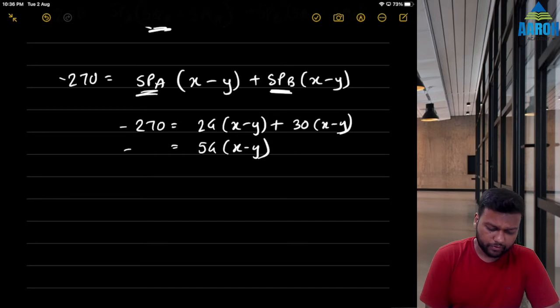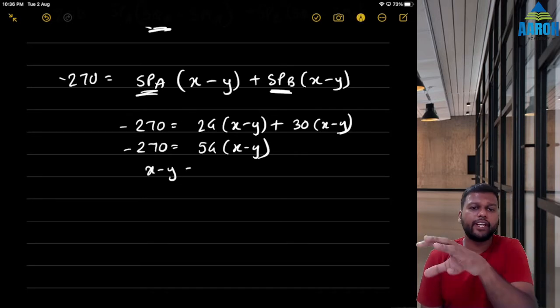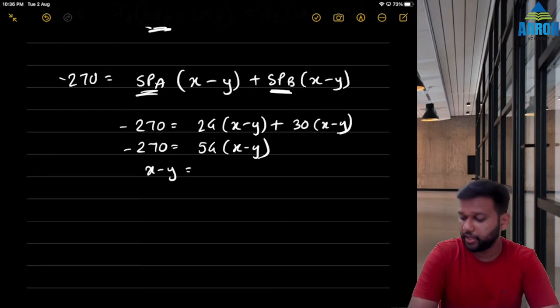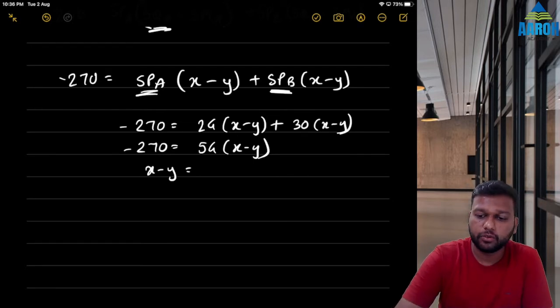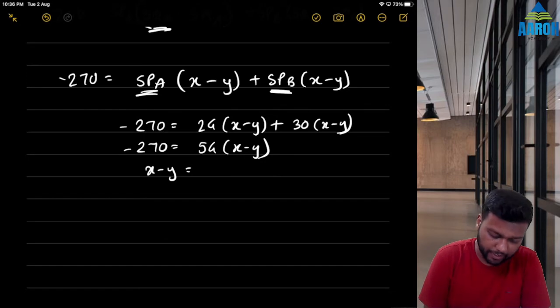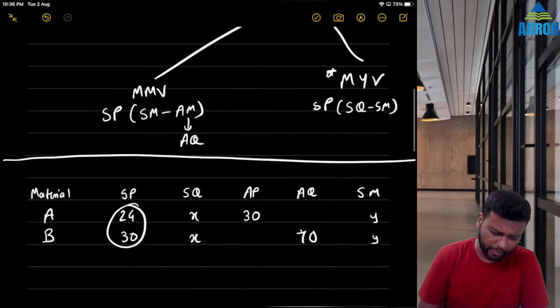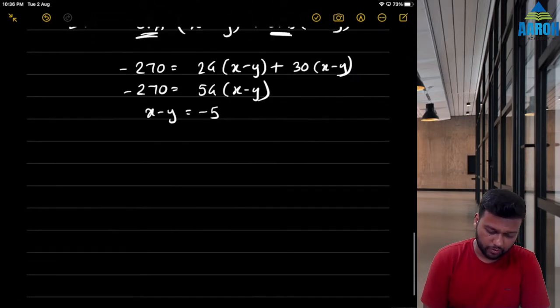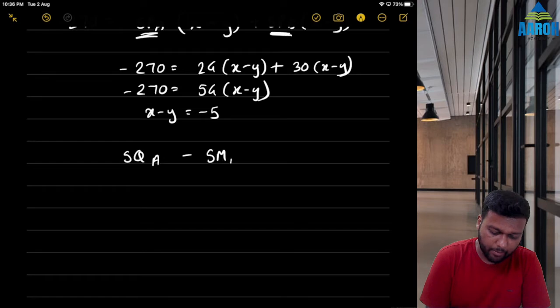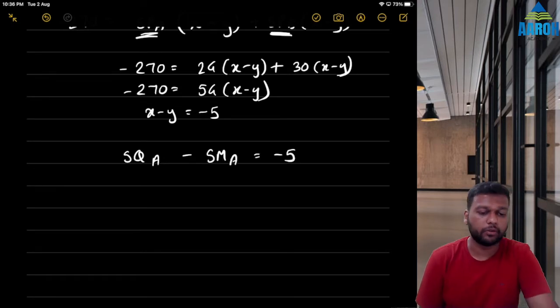Now X minus Y will be minus 270 upon 54. I don't have my calculator right now, let me check. 270 by 54 is 5, so minus 5. What was X? What was Y? Let me write it properly. SQ of A minus SM of A is minus 5. Or you can write B also, it does not matter, both are same.